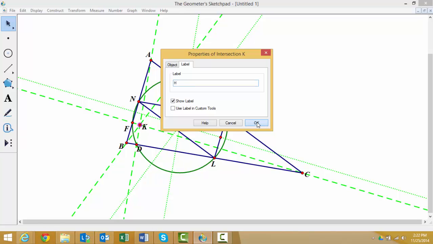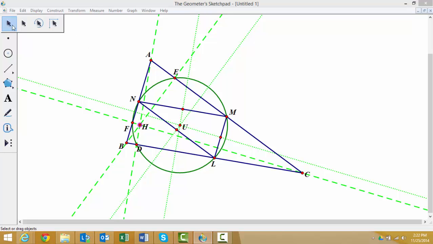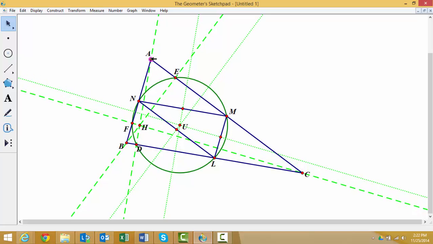Okay, so the three altitudes of the triangle ABC intersect at H. You can see that, right? It always intersects at a point, that's H. And H is called the orthocenter. And U is the center of this nine-point circle.